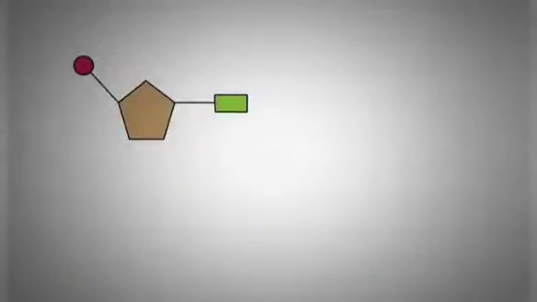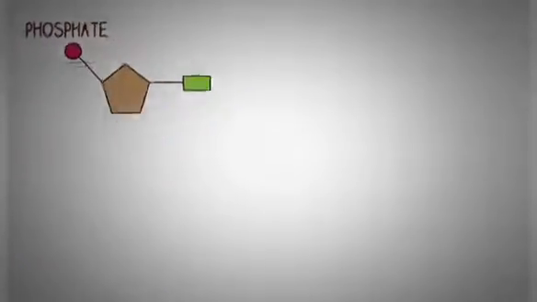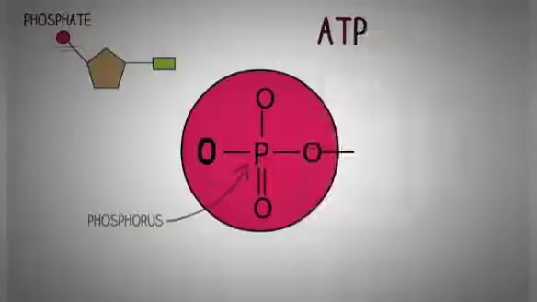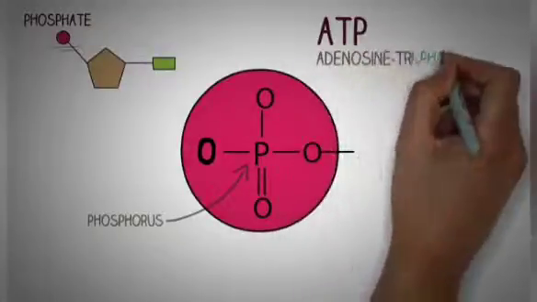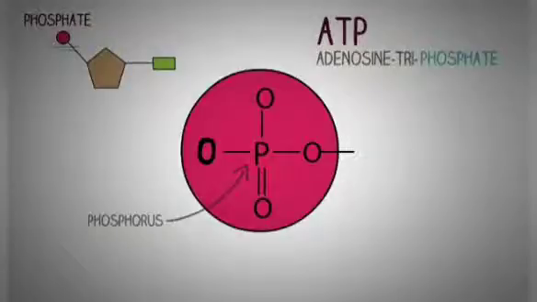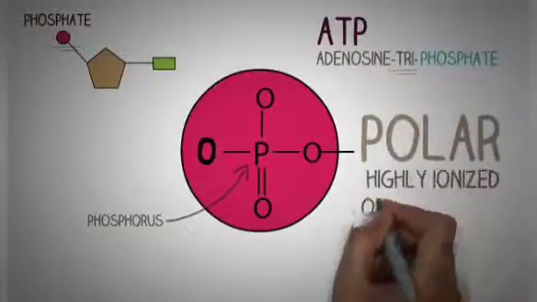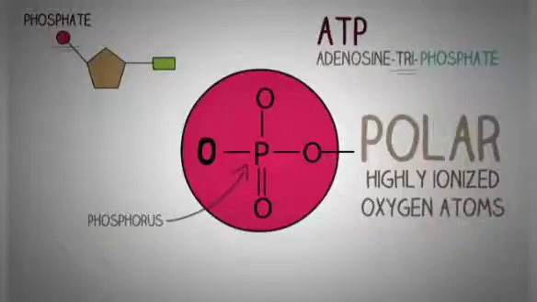The next important group to study in the structure of the nucleotide is the phosphate group, which is this entity right here. The phosphate group consists of a phosphorus atom in the center to which 4 oxygen atoms are attached, which are negatively charged. It is the same phosphate group which is present in adenosine triphosphate, the energy carrying molecule of the body. However, in ATP we have 3 molecules of phosphate which are attached to one another by high energy phosphodiester bonds. The phosphate group is a polar molecule due to the presence of highly ionized oxygen atoms which impart negative charge to the phosphate group.